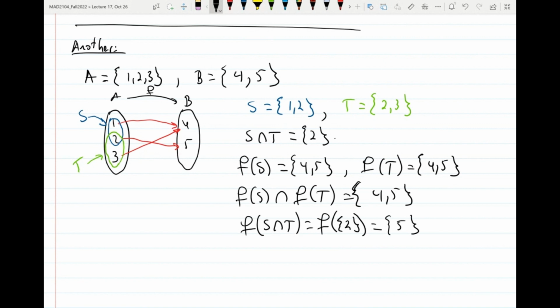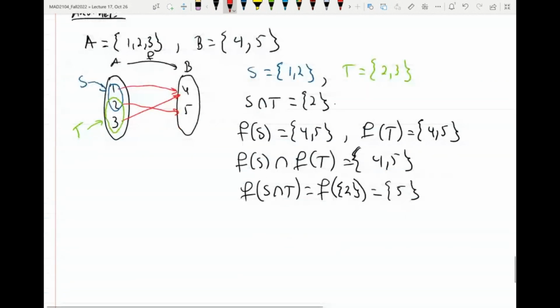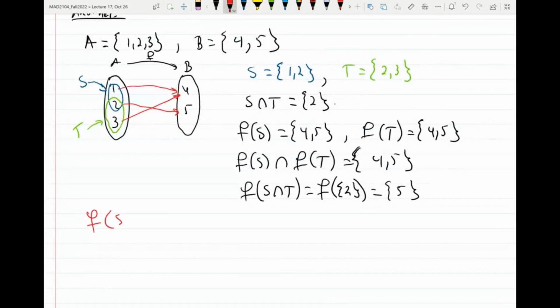Now what we're trying to see is whether the top is a subset of the bottom. We can clearly see that the intersection of the images is not a subset of the image of the intersection. In this case, it's larger, because this one has a 4 and this one doesn't. Notice that the other way around, yes, it will always contain it. That's what we proved. But the other way around doesn't work.